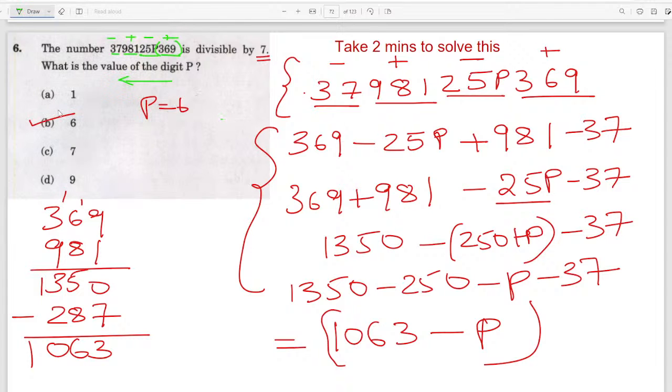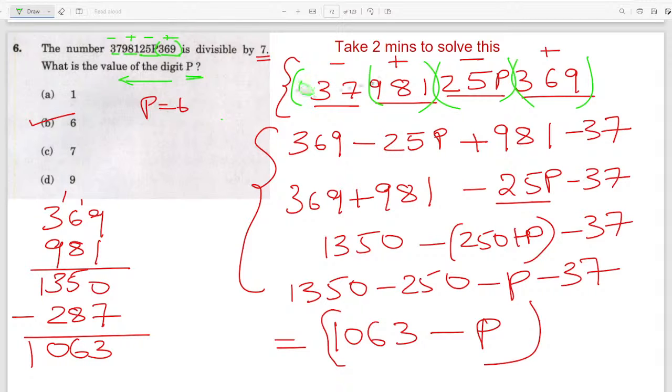Let me give you a brief of the solution. They are telling us that the number 3798125p369 is divisible by 7. What is the value of the digit p? There is a rule which says that to find out whether this number is divisible by 7, we take a set of 3 digits from the left to the right. So this is 3 digits, this is 3 digits, this is 3 digits, and this is 3 digits.